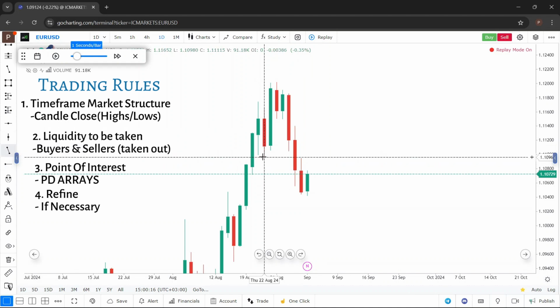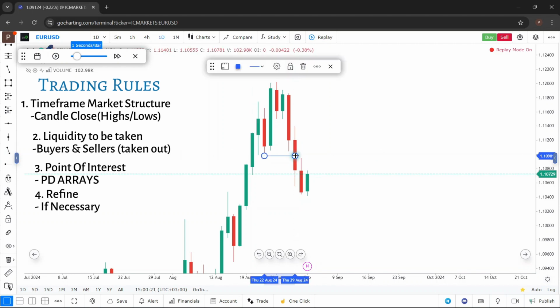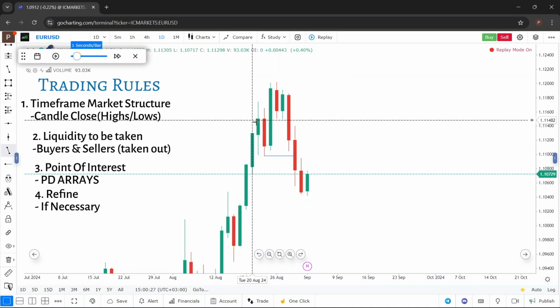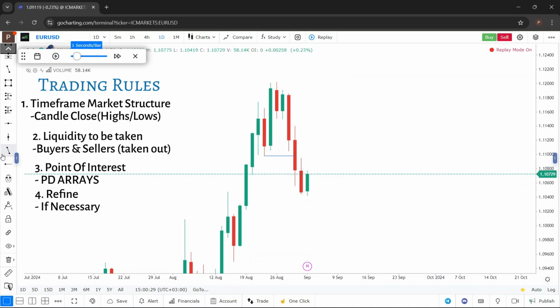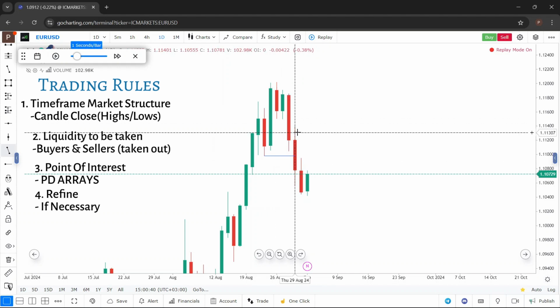Let me mark it for you. The price has broken structure right here. As you can see, the price has broken structure right there. Then the next thing, price. What's the next rule right here? The next rule says, has liquidity been taken out? You can see that we had sellers from up here being taken out by this move. Then we had the buyers being taken out by this down move.